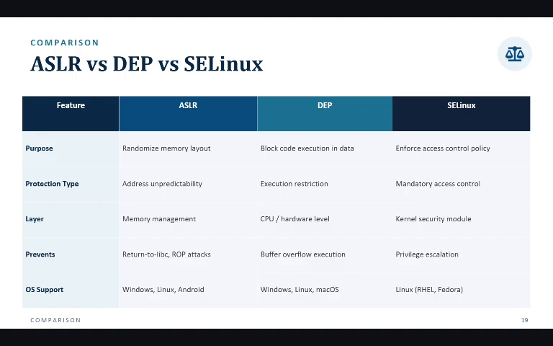SELinux's purpose is completely different. It enforces access control policy at the kernel security module level, and it prevents privilege escalation. In terms of OS support, ASLR runs on Windows, Linux, and Android, DEP on Windows, Linux, and macOS, and SELinux is specifically on Linux distributions like RHEL and Fedora. Notice these three techniques aren't competitors; they operate at completely different layers and are designed to work together.